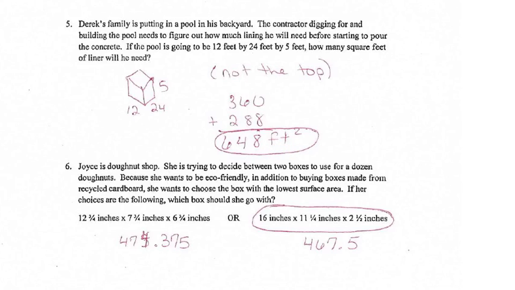Now the next one, which box should she use for a dozen donuts? Which one would give you the smallest surface area? The answer should be the second one, 467.5.